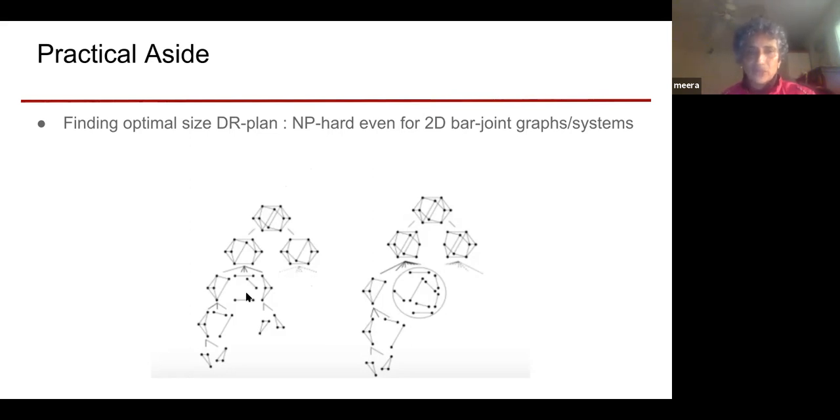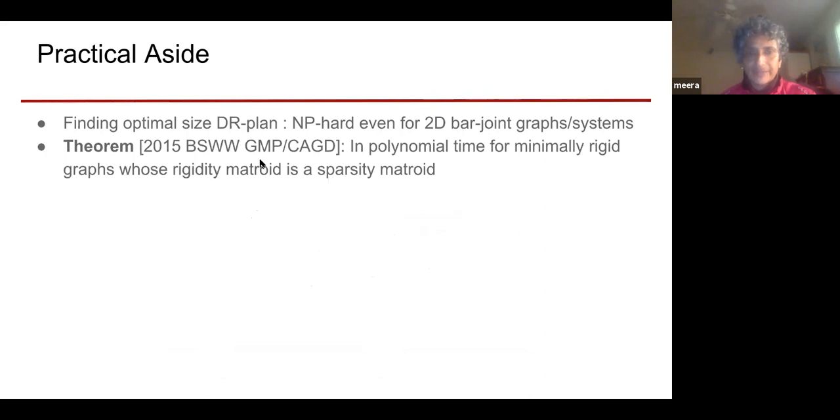But we were able to show that if the graph is minimally rigid and you have some conditions, in this particular case, the 2D rigidity matroid is also a sparsity matroid. So some operations can be done quickly, but you can change this condition to having a rigidity oracle. In other words, if I gave you a graph to check whether it's rigid or not, and you had an oracle for that, you would have a similar result.